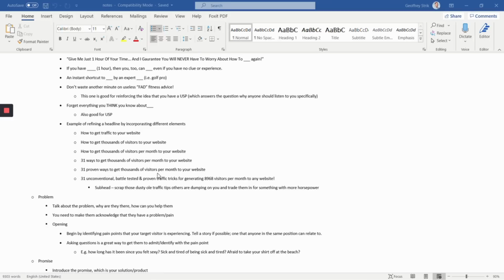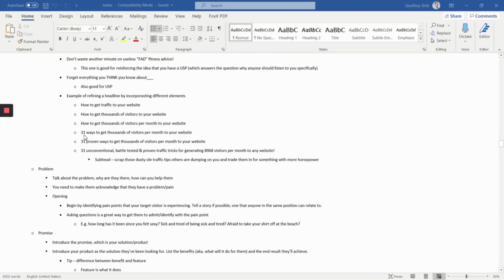31 ways to get thousands of visitors per month to your website. 31 proven ways, that's adding authority. It's like it's already tried and tested. It's not just 31 ways that might work, it's 31 ways that actually do work.